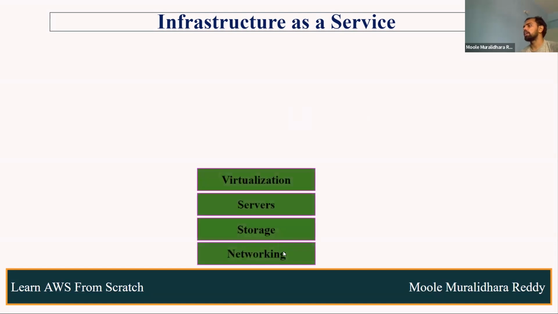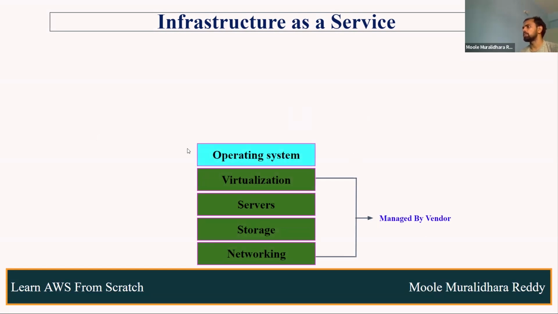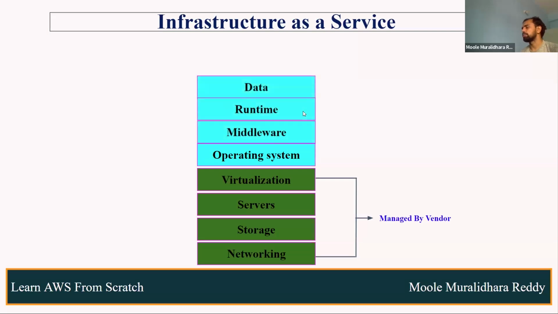Coming to here, networking, storage, servers and virtualization will be taken care of by the vendor. Vendor is nothing but, for example, AWS, Azure, Google Cloud. Inside the particular virtualization, if you want to create any EC2 server, the operating system, middleware, and runtime, which is, for example, Java, Node.js, all are runtime, and data and applications, everything we need to take care of. We means the client needs to take care.